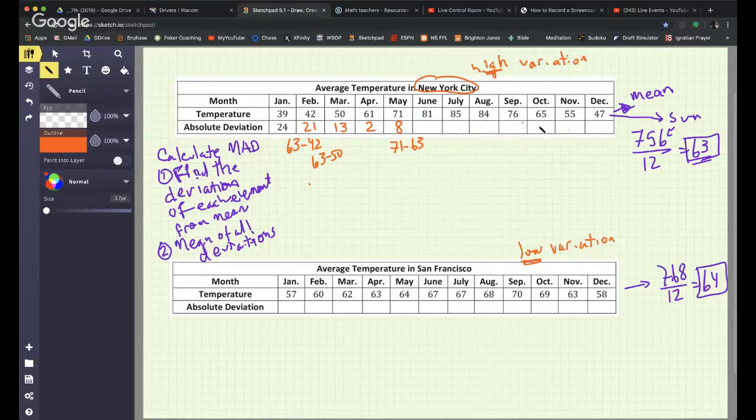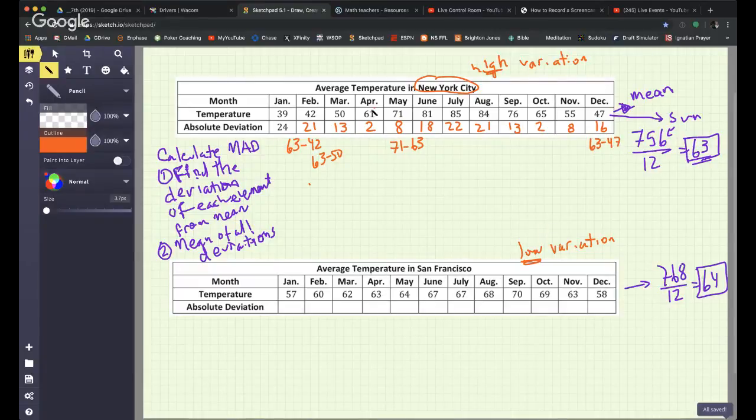So in June, 81 minus 63 is 18. July gets really hot, 85 minus 63. So this one's 22. This is way off of the mean. 84 is 21 off the mean. 76 is 13 off the mean. 65, we're back close to the mean again, which is 2. Then in November, it's starting to get cold. That's 8 off the mean. And in December, we're 16 off the mean. We're at 63 minus 47.